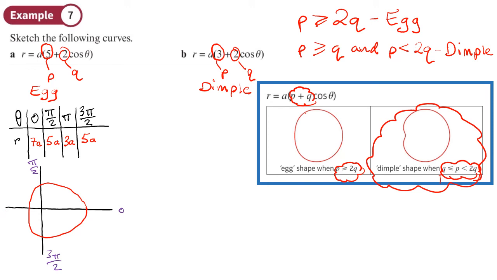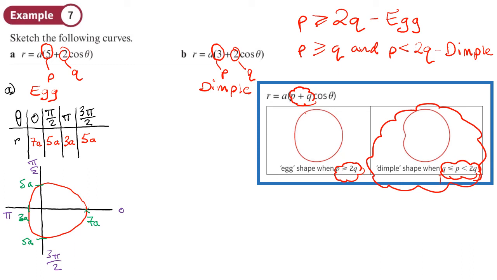And this is pi over 2, or pi. And then I can just mark these in. So here, that's 7a. Here is 5a. Here is 3a. And here is 5a. So there we go. Yeah, if we can remember the egg and the dimple, it will save us lots of time. So that's part A.